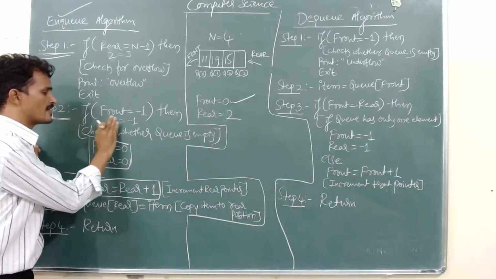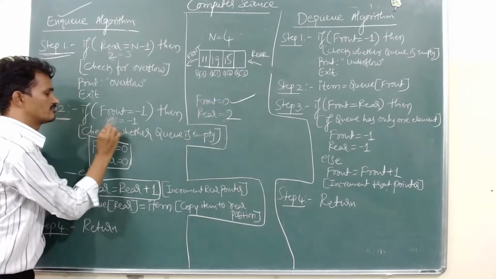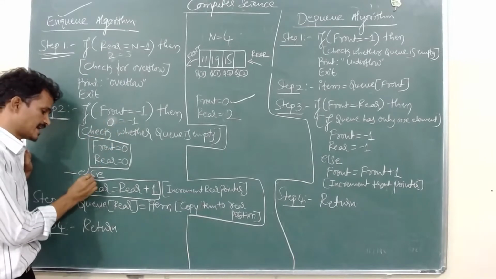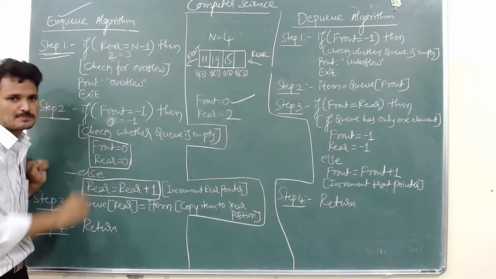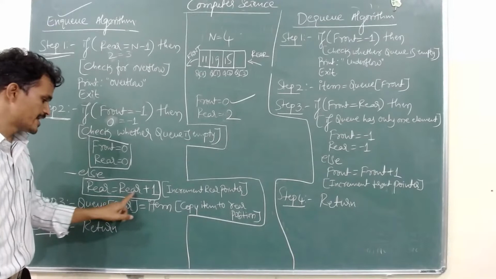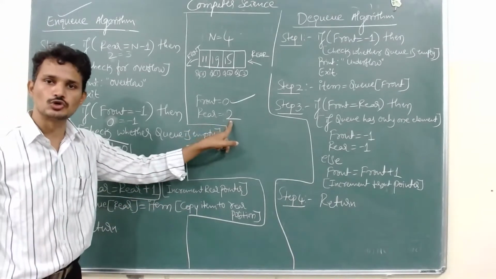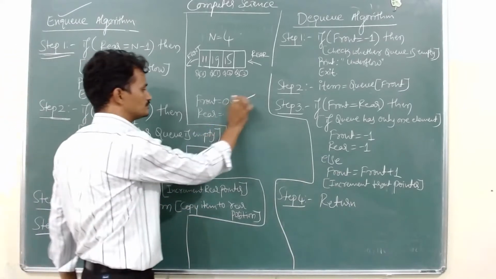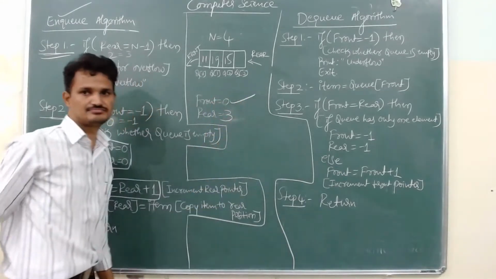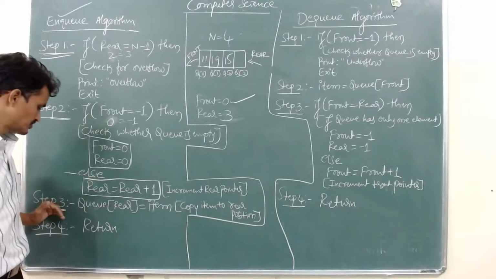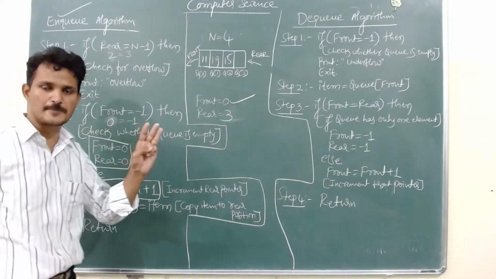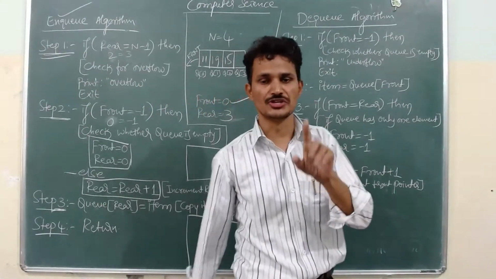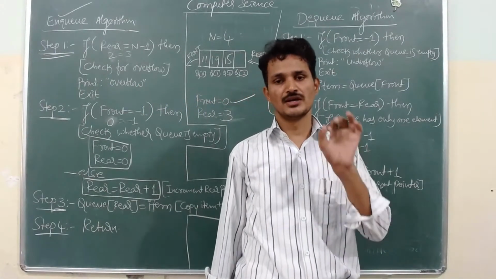If front is equal to minus 1, what is the value of front? Front is 0. Is 0 equal to minus 1? Condition false. Condition false means I am going to execute the else part, that is rear equal to rear plus 1. What is the value of rear? 2. 2 plus 1 is 3. 3 is assigned to rear. Then again step 3. Q of rear means Q of 3 is equal to item. The fourth value which is given by the user will be stored in the location called Q of 3.